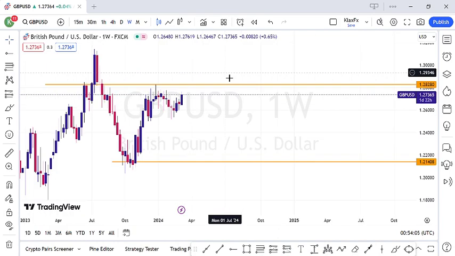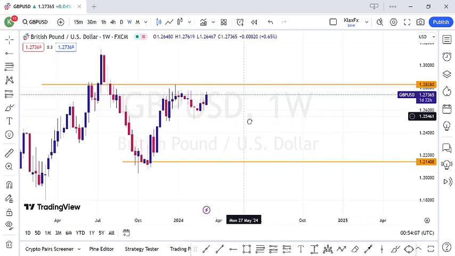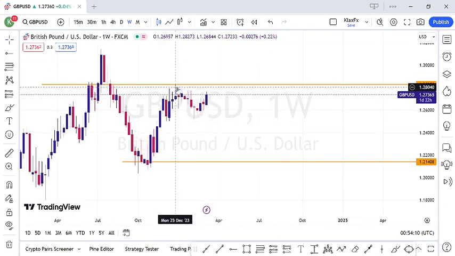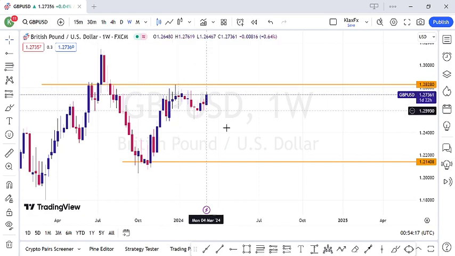So on the weekly time frame, I got this rejection. So this level is no longer fresh. That's been posted, so it's no longer fresh. So what can I see here? What can I see on the weekly?